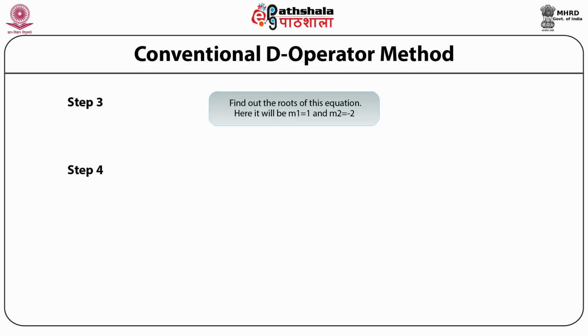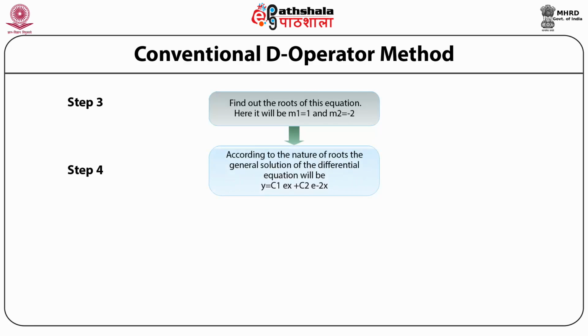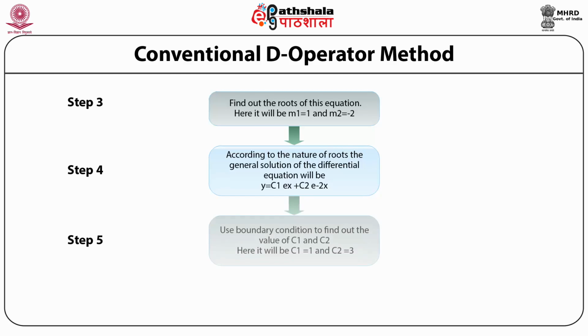We go to step 4. The solution is going to be y is equal to c1 times e power m1x, which is 1x, plus c2 times e to the power of m2x, which is minus 2x. Then what we are going to do in step 5 is apply the boundary conditions. Y of 0, that is y at x is equal to 0 or time t is equal to 0, and y dash at x is equal to 0 or time t is equal to 0.